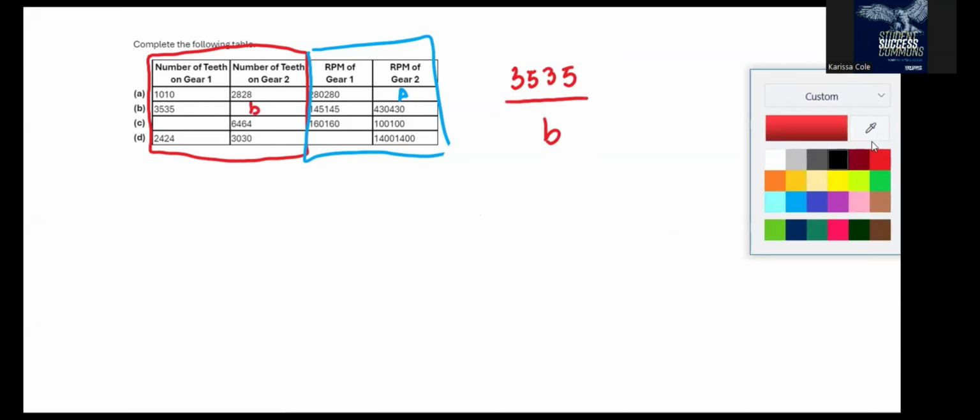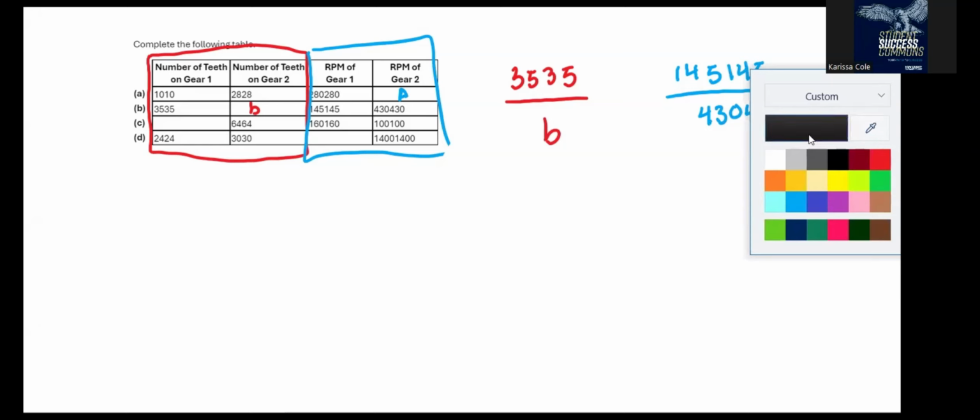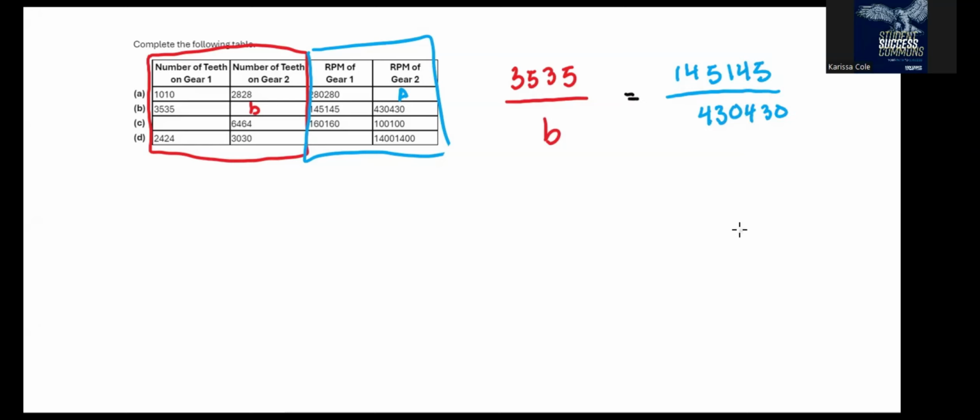Okay, so there's that one. In the blue box, they like repeating numbers. This is weird: 1455, and the other number, 30. Once you have those two fractions, set them equal to each other.